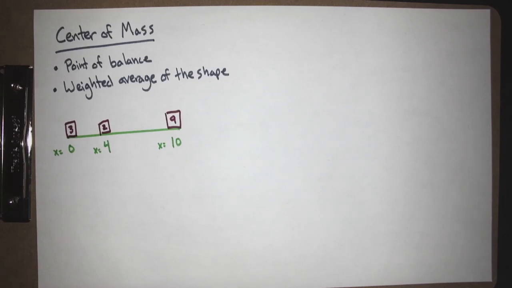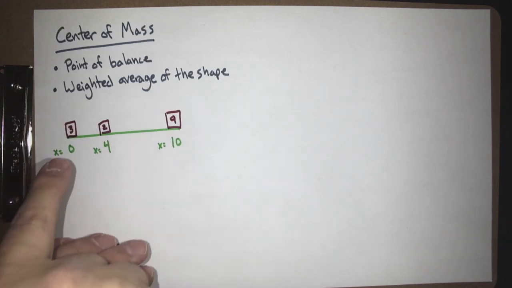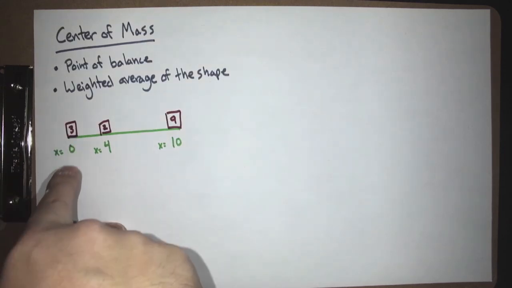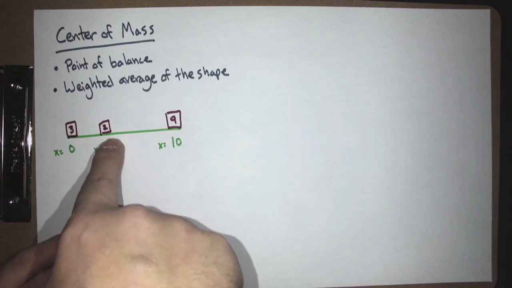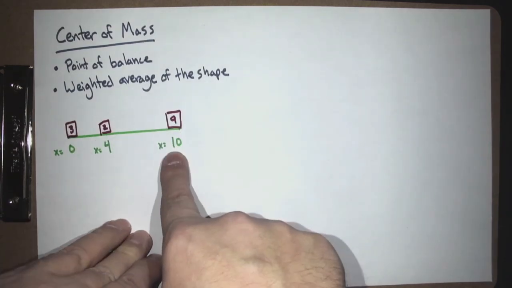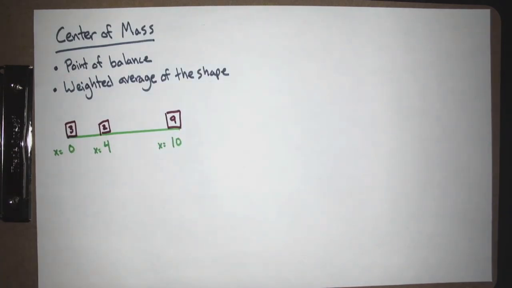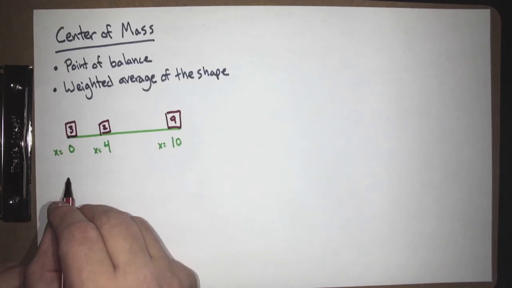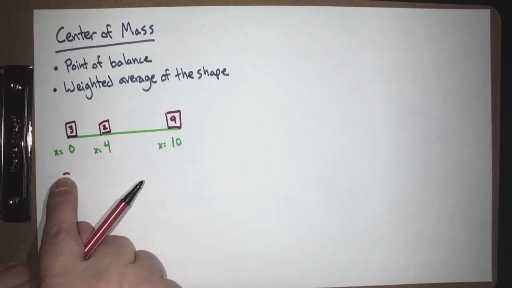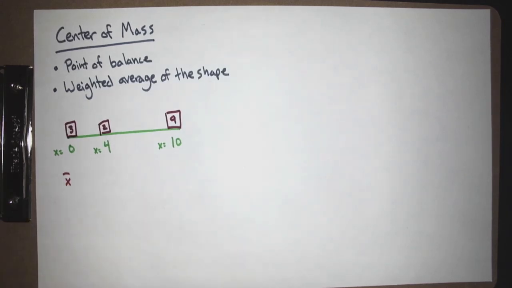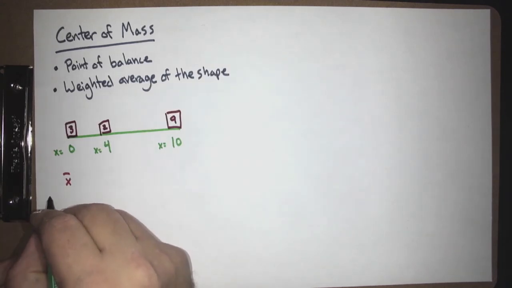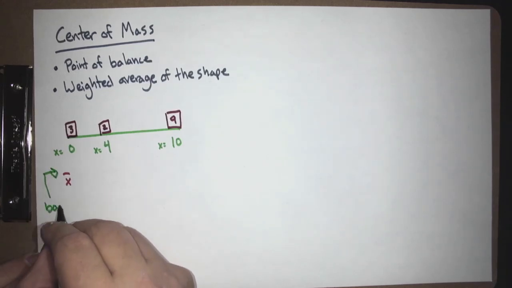So here's a very, very simple example. Suppose I have 3 weights. One weight has value 3 at location 0. Another has value 2 at location 4. The last one has value 9 at location 10. Where is the center of mass? How do we find it? Well, the center of mass, if you see a bar on top, that means an average. So it is an average. Bar indicates average.